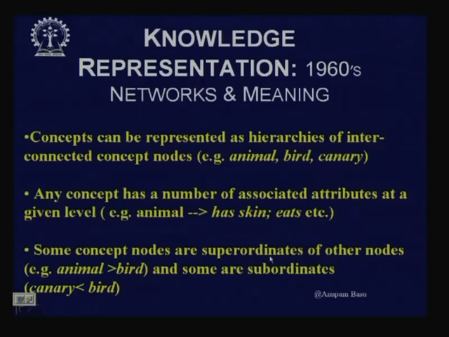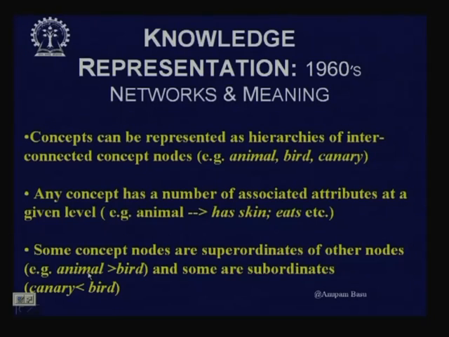Now, some concept nodes are superordinates of other nodes. For example, animal is at a higher level than bird, because a bird is an animal, a tiger can be an animal, a lion can be an animal, a crocodile can be an animal. So, animal is more of a superclass or superordinate of all these subclasses or subordinates like bird, tiger, etc. Again, if we go one level down the hierarchy, we'll see that bird is a superordinate of canary. Canary can be a bird, stork can be a bird, peacock can be a bird, ostrich can be a bird. All these are different types of birds, but all of them are birds, and all birds are animals.